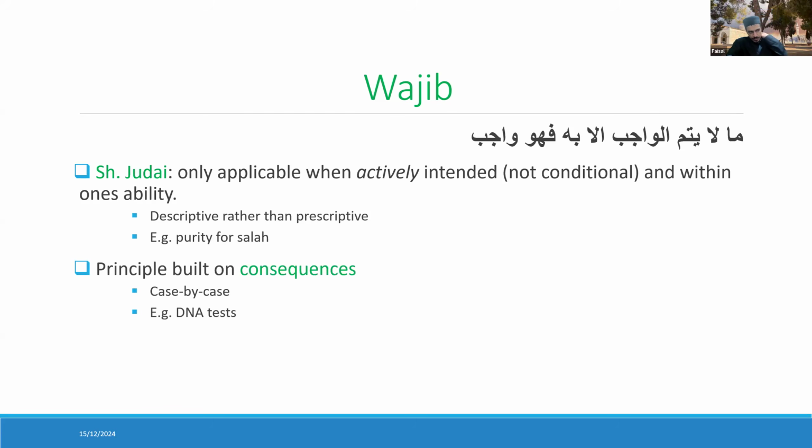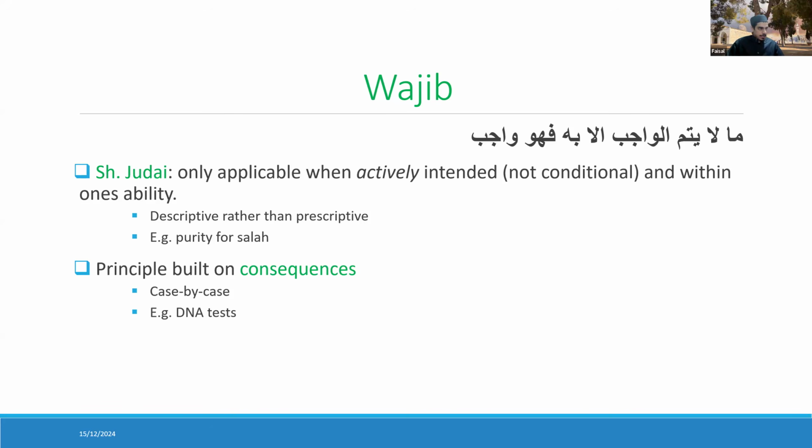However, I think there is an argument to say that the principle itself is descriptive. But the way this is applied is on a case-by-case basis. It's contextual. And we know it's contextual because of the zakah and the nisab example that we just gave. Sometimes zakah is an obligation, but getting the nisab is not an obligation. Why? Because it's not actively intended. So we know ma la yatimul wajibu illa bihi fahuwa wajib is not unrestricted.